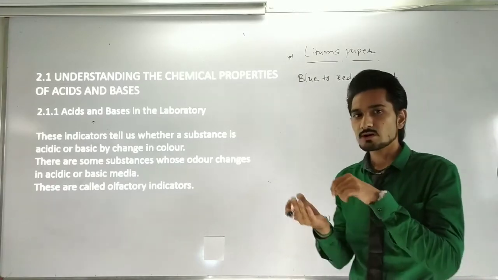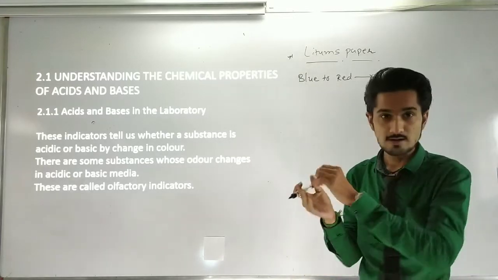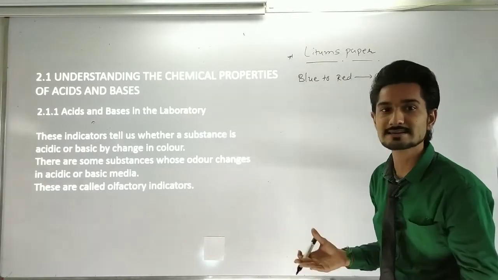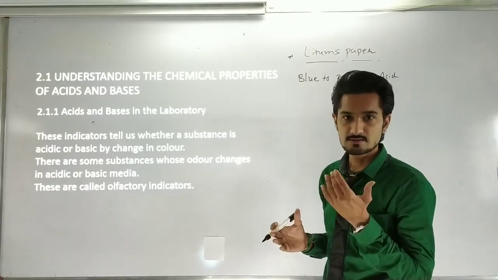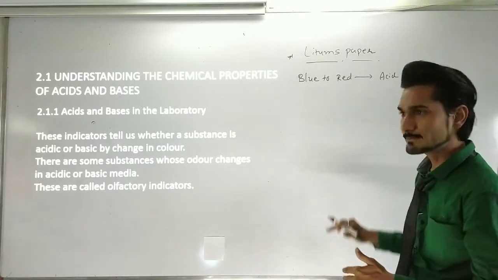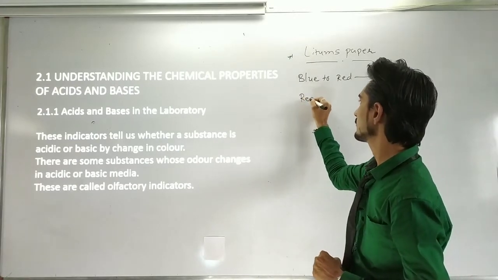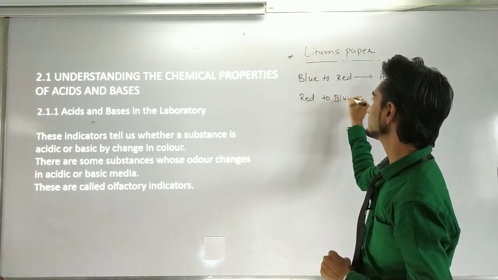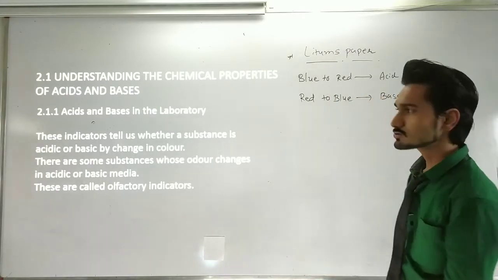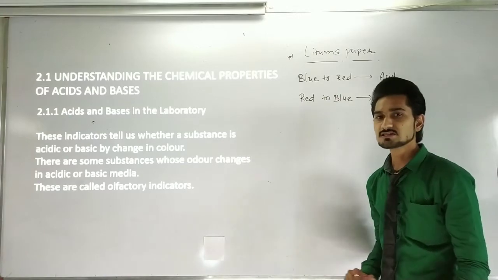Now what should I do? I have to wait. If within 3 minutes it changes into red, if the blue litmus paper is converted into red, then I can say that the substance is an acid. So now there is no need to check it with my taste. I don't want to try it with my mouth. This is how we can define the substance. Also, whenever I take a red litmus paper and it converts into blue, then what can we say? It is a base. So this is how we can define whether a substance is an acid or a base, from the change in color of the paper.